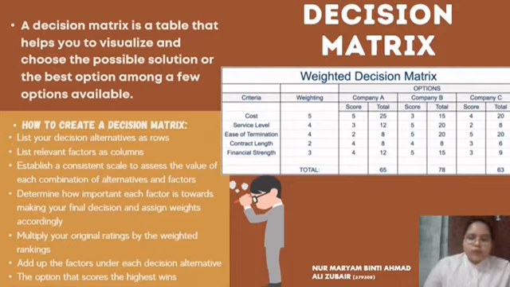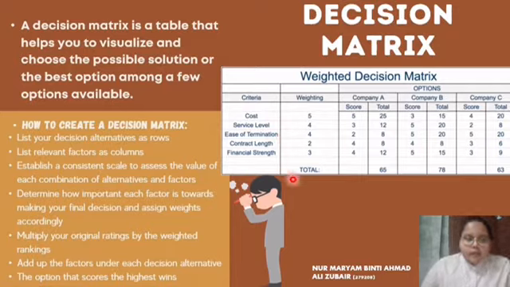To create a decision matrix, firstly, we must list our decision alternatives as rows. As you can see based on the example here, there are 3 companies as options, which are company A, B, and C. Followed by, we must list relevant factors as columns. As you can see under the criteria here, there are 5 relevant factors, which are cost, service level, ease of termination, contract length, and financial strength.